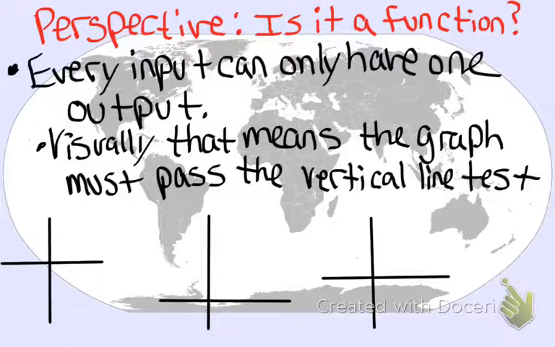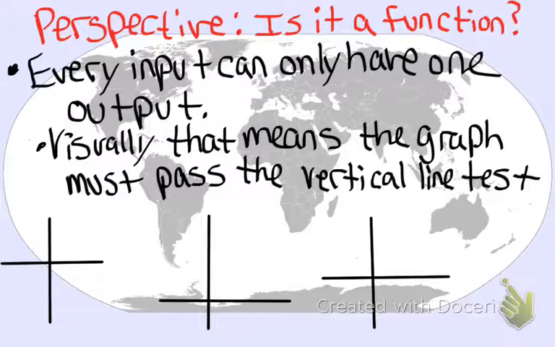Basically, all things are relations. Somehow they're relating an input to an output, or an x to a y. But the rule you need to keep in mind is every input can only have one output. Visually, that means that the graph must pass the vertical line test.